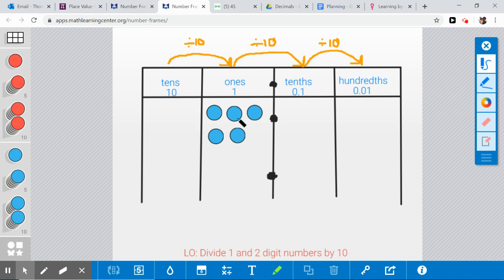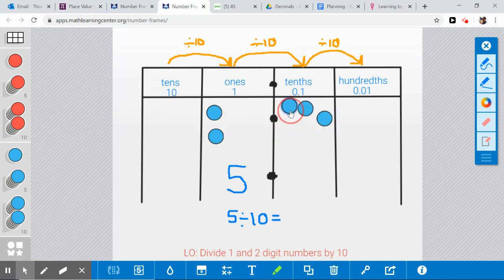So I'm just going to write 5 here, because we've got 5 in the ones. I'm going to write 5 here. So first of all, I'm going to demonstrate moving these 5 counters to the right. So we're going to divide 5. Let me write the calculation. So we're going to do 5 divided by 10. So if we're dividing by 10, we're going to move everything one place value column to the right. So let's do that.